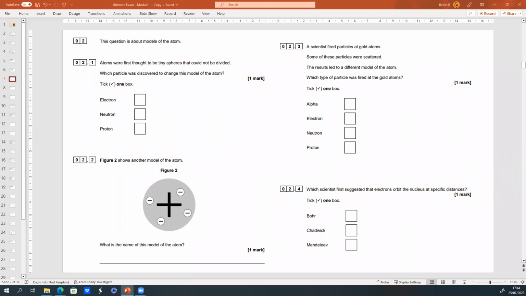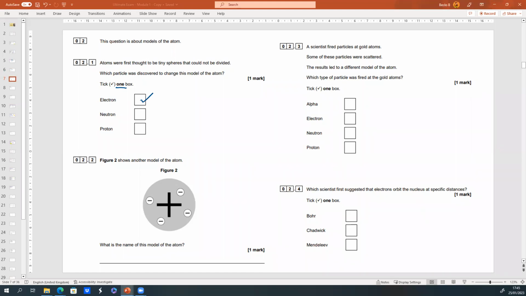So first question, it says that atoms were first thought to be tiny spheres that could not be divided. Which particle was discovered to change this model? And again, it's just a tick one box. So we went from being a sphere to what we call the plum pudding model. We thought that it was like a positive dough with electrons just dotted around in it. So we discovered that they were electrons. Electrons made us realize that, and then we moved on to the plum pudding model, a ball of positive charge with the negative electrons just dotted around in it.